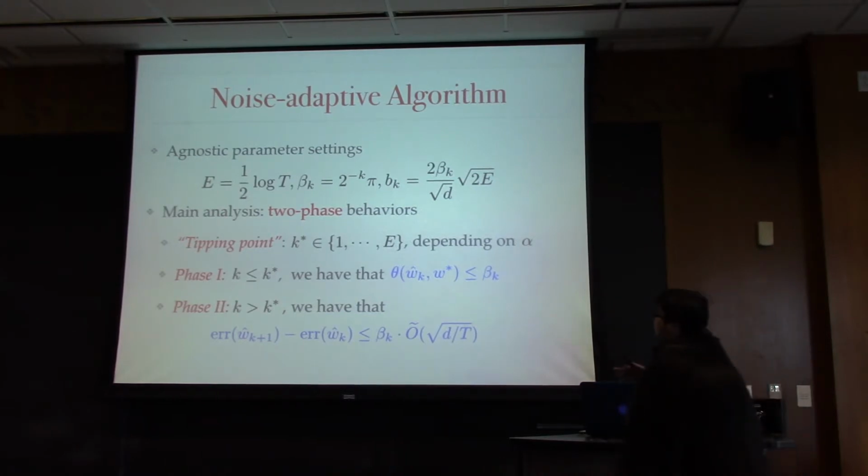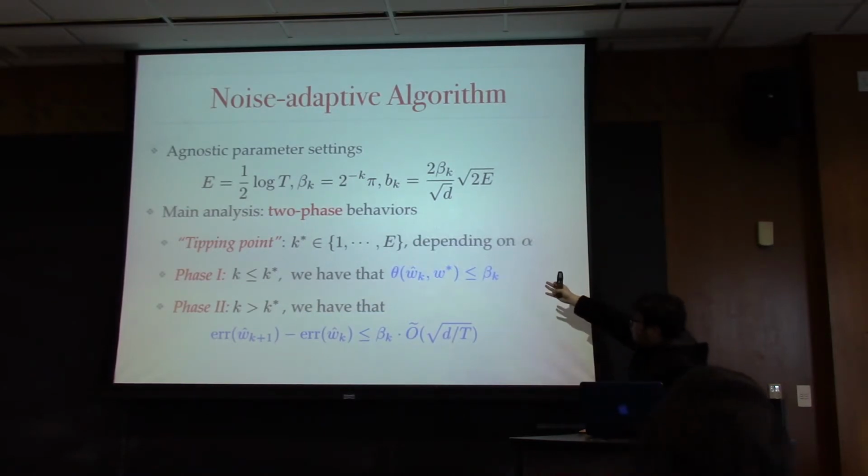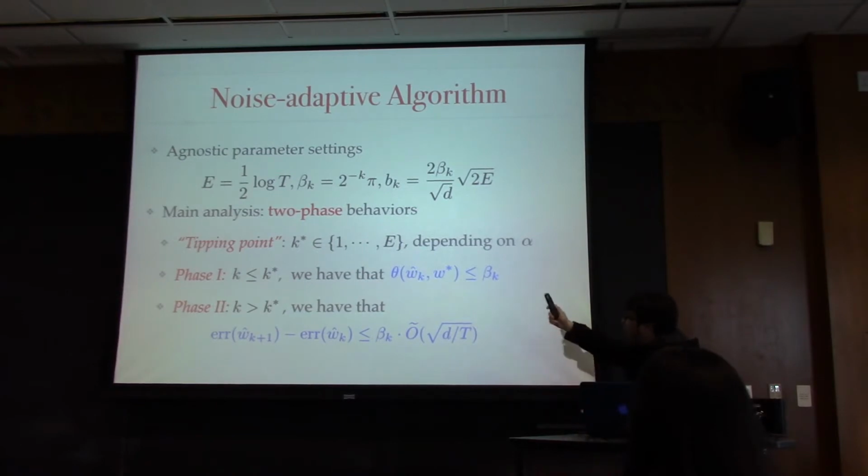So the key fact here is that the tipping point depends on alpha, but the algorithm does not need to know the tipping point. It's only used in the analysis. So in practice, you can just run this algorithm, and it is guaranteed that for any alpha, you have a tipping point K star, and the final result is as good as you want.